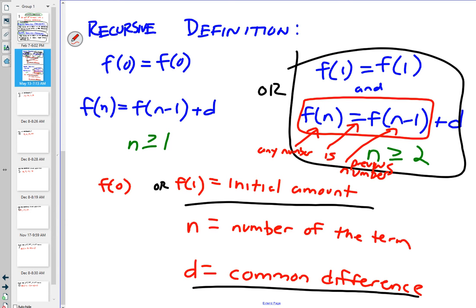But what do you see that's common with explicit? The common difference and the original number. That word and sometimes will be there, sometimes it won't. You're just getting the two different things that you need from an arithmetic sequence, and you're breaking it up into 2 parts.